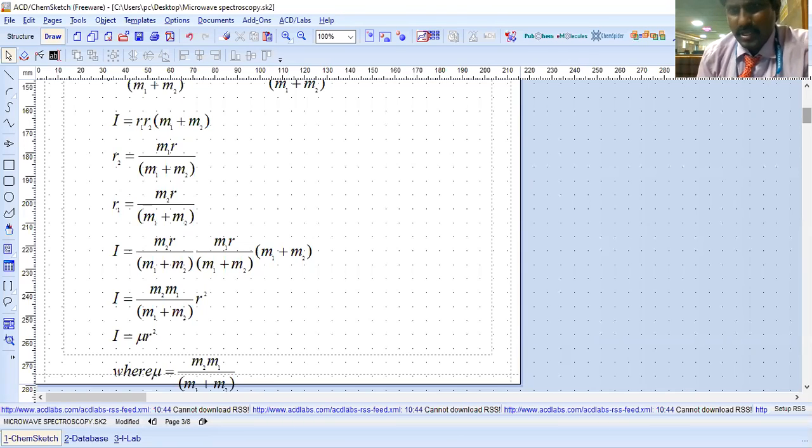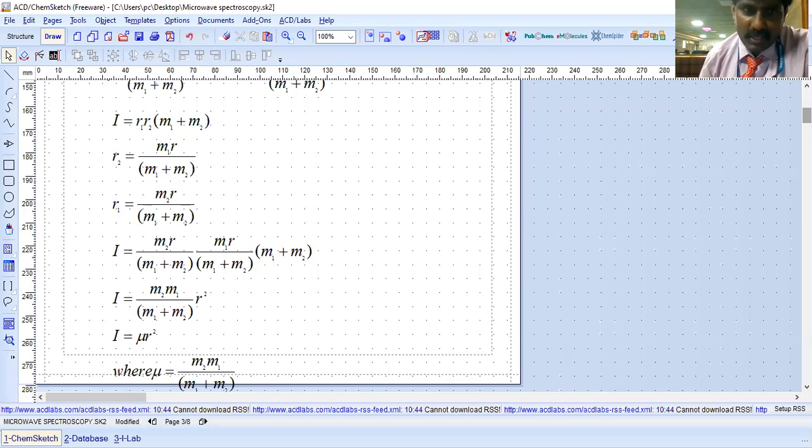Always this reduced mass we convert into kg. Mostly the mass of the atoms will be in atomic mass units. One atomic mass unit is equal to 1.66 into 10 power minus 27 kg.